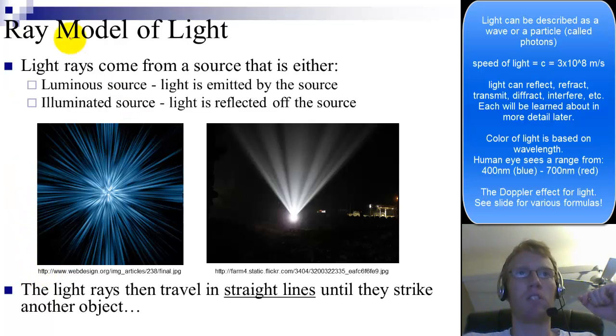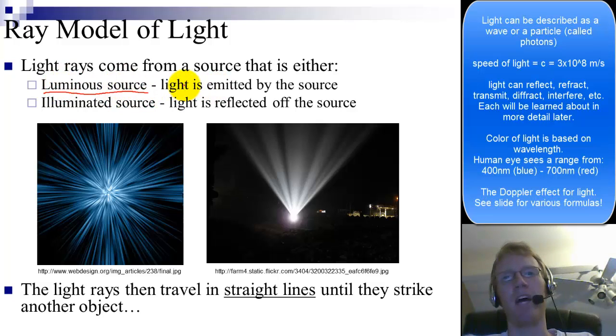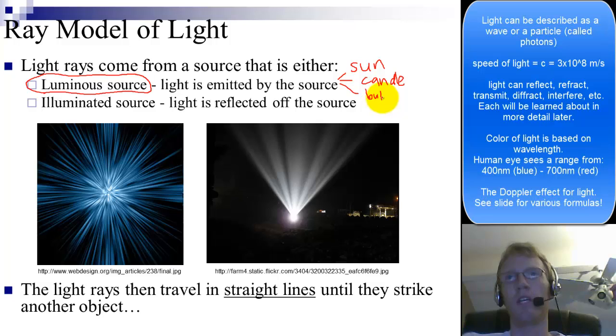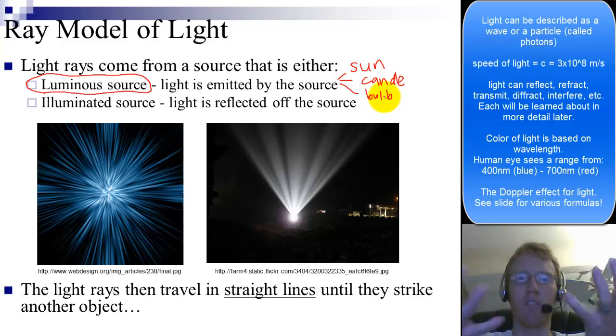So the first thing we'll talk about is the ray model of light. If you think of light as a ray, it has to come from somewhere. The two possibilities are, first, a luminous source. A luminous source means the light is emitted from that source. So the actual real sources of light are always luminous sources. Some examples might be the sun, maybe a candle, maybe a light bulb. Anything like that, where light is actually being created.